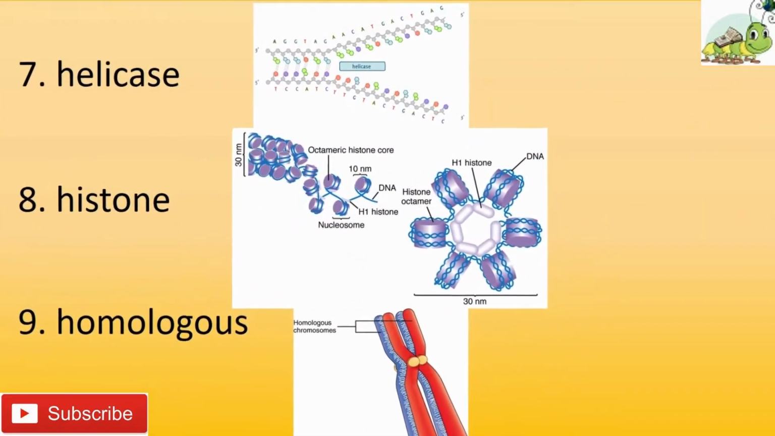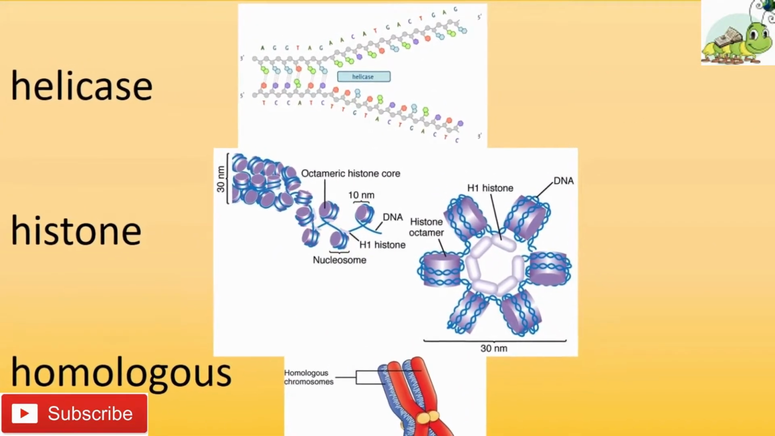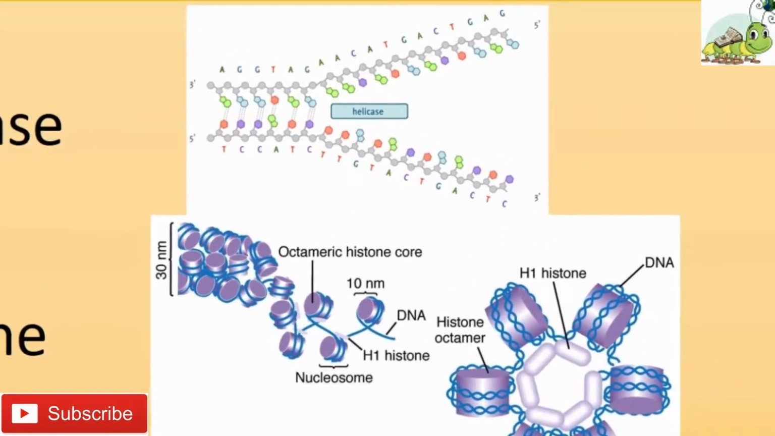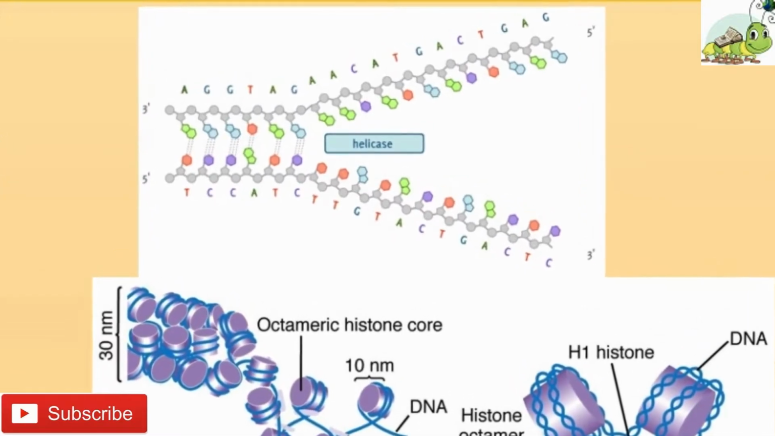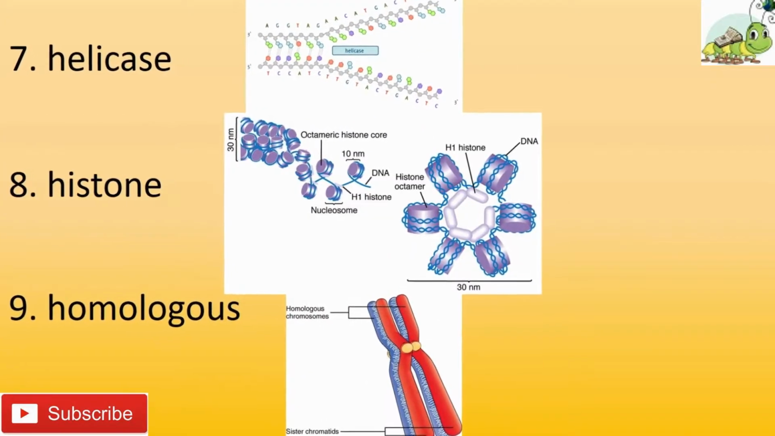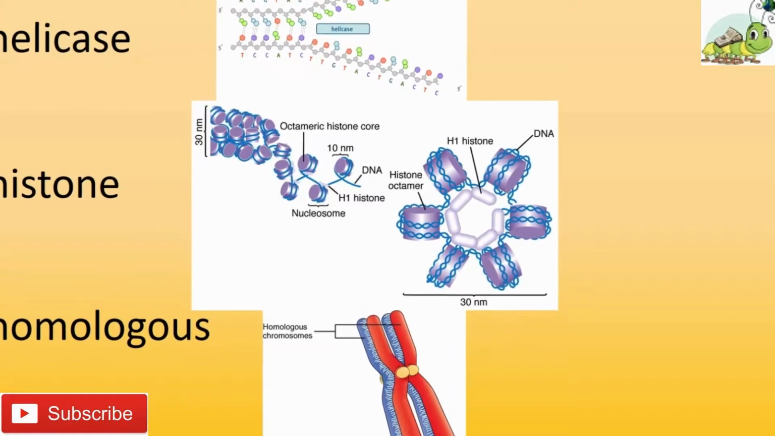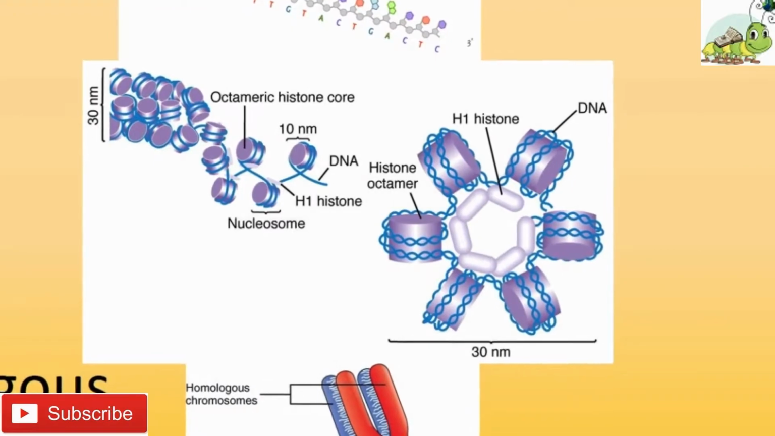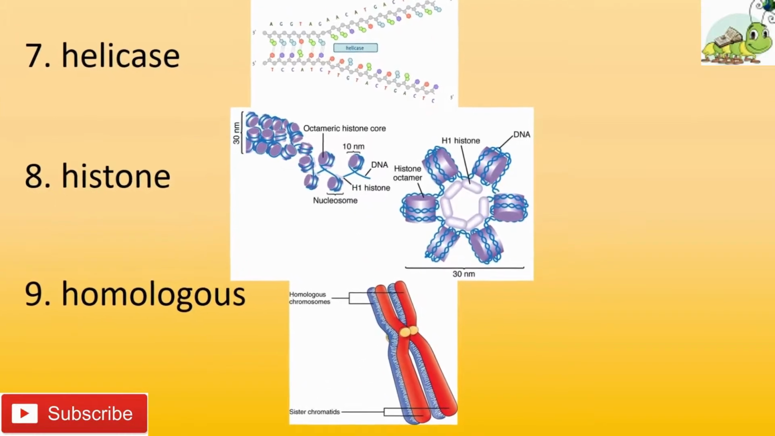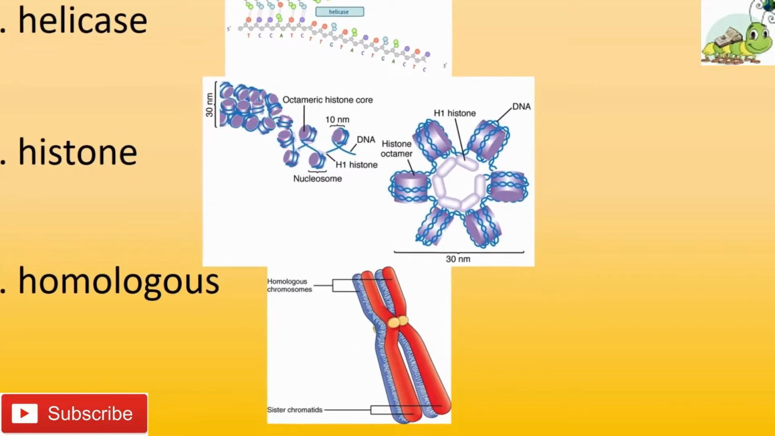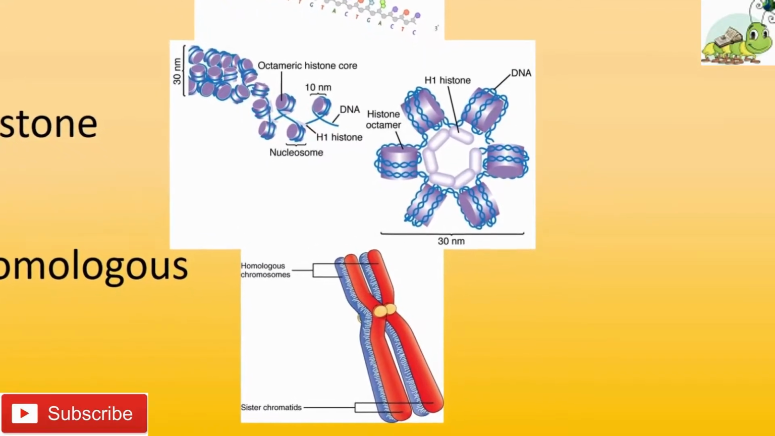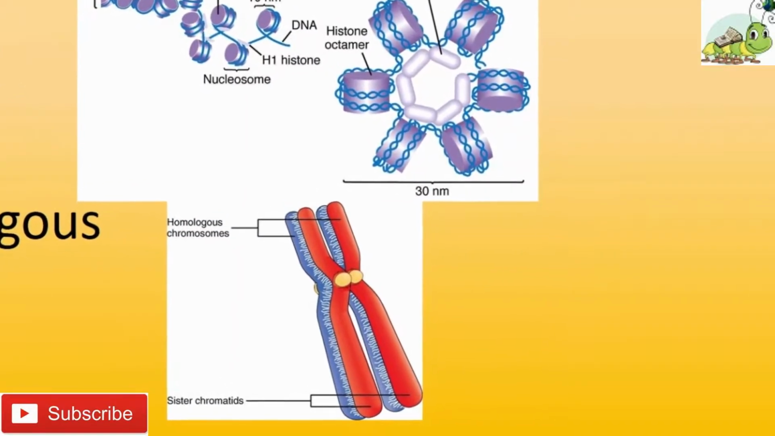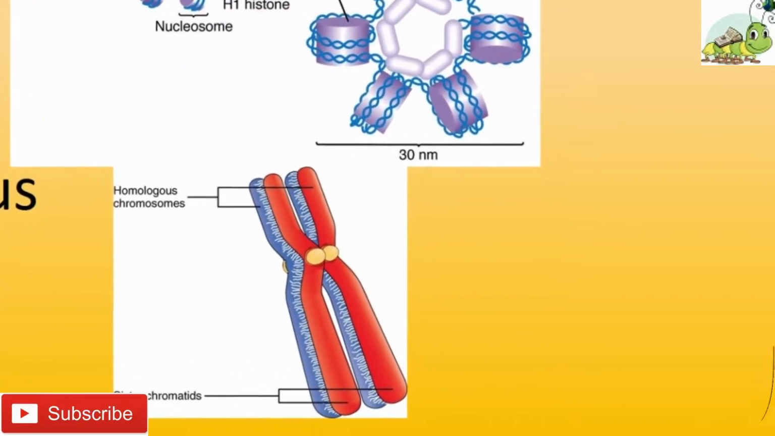Point number 7, the helicase. Enzymes that function to separate the 2 DNA strands of a double helix during DNA replication. Point number 8, histone. Family of proteins that associate with DNA in the nucleus to form chromatin. Point number 9, homologous. Describes 2 copies of the same chromosome, not identical. One inherited from each parent.